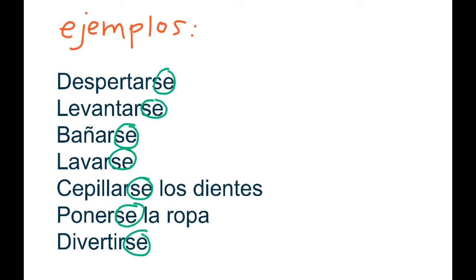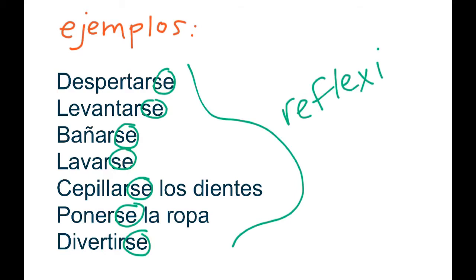Cepillarse los dientes, to brush one's own teeth. Ponerse la ropa, to put on one's own clothes. And divertirse, to have fun, or literally to divert oneself. Okay? So all of these ses are indicating to us that the verb is reflexive, or done to the self. You write that like this, done to oneself.